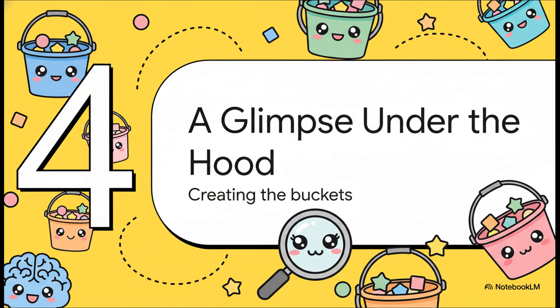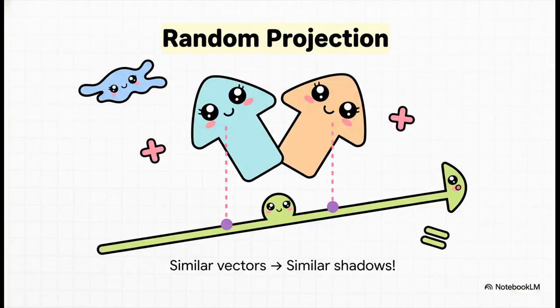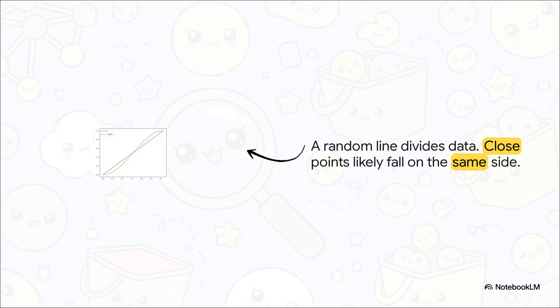Okay, so how does the algorithm actually create these buckets? It sounds like magic, but it's not. Let's take a quick peek under the hood at one really simple but powerful method. So one of the most popular ways to do this is called random projection. And the name itself actually gives you a pretty big clue about how it works. The core idea is surprisingly simple, but trust me, it's powerful. You can basically figure out if two things are close to each other by looking at their shadows.